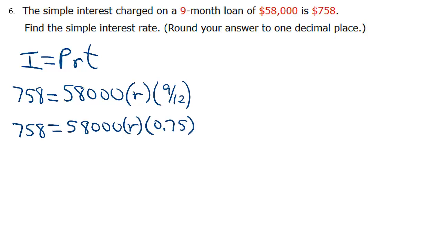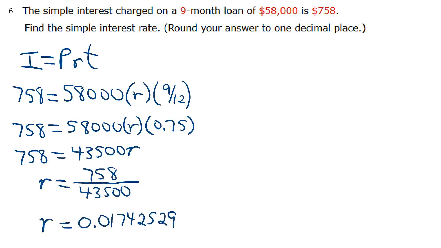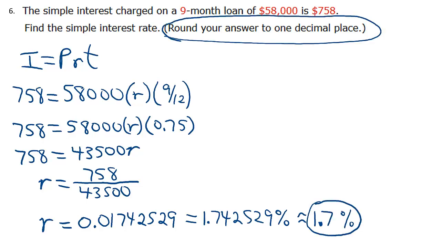If you divide 9 by 12, you get 0.75. If you multiply that by 58,000, you get 43,500. And then if you divide both sides by 43,500, you get about 0.01742529. If you change that to a percent, you've got to move the decimal 2 places to the right. That gives you about 1.742529%. And if you round your final answer to one decimal place, that becomes 1.7%.